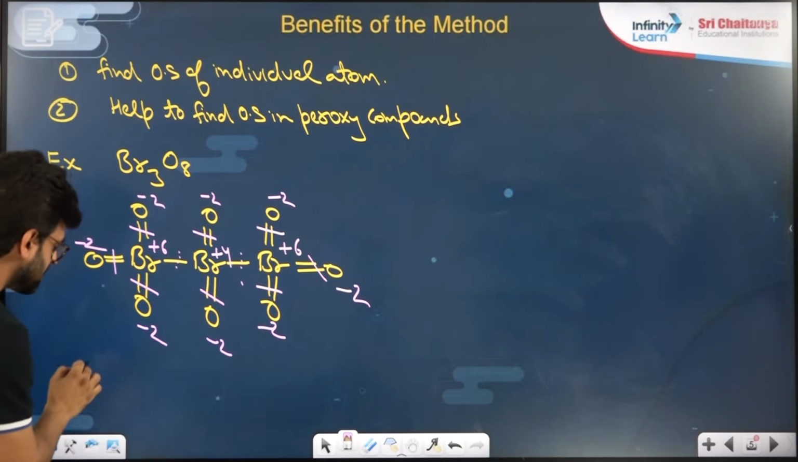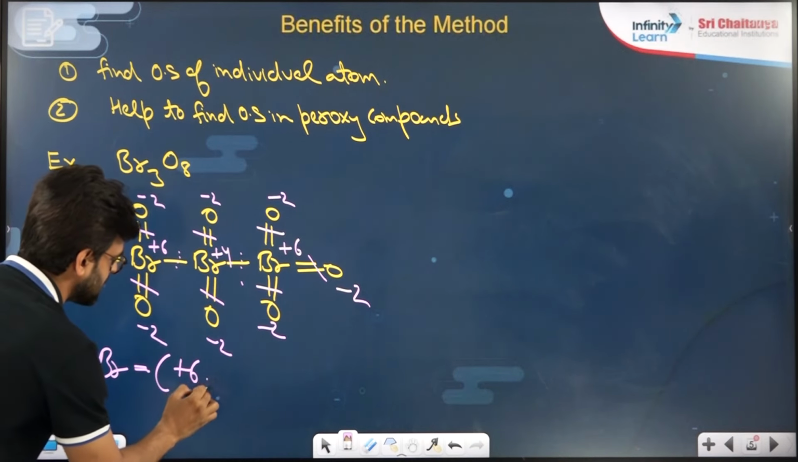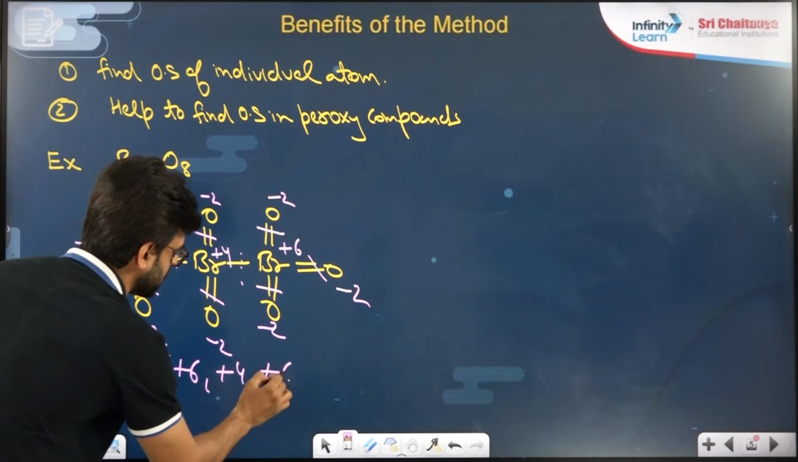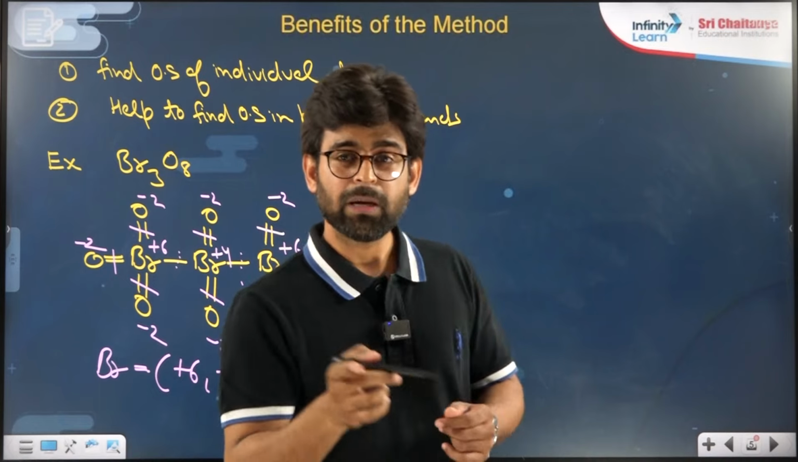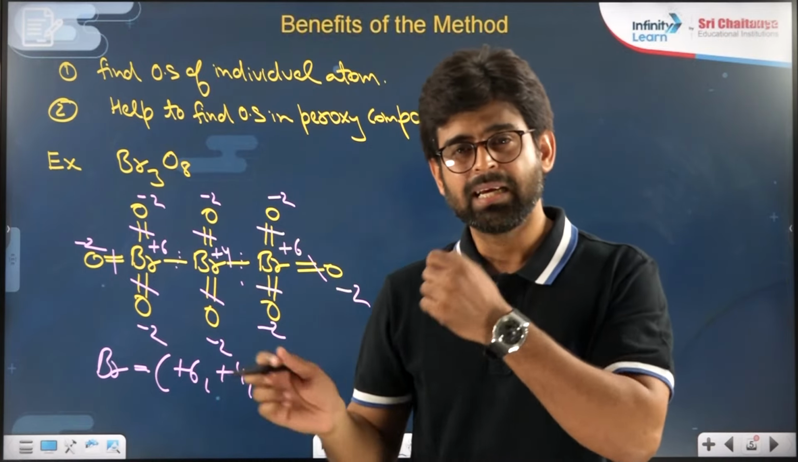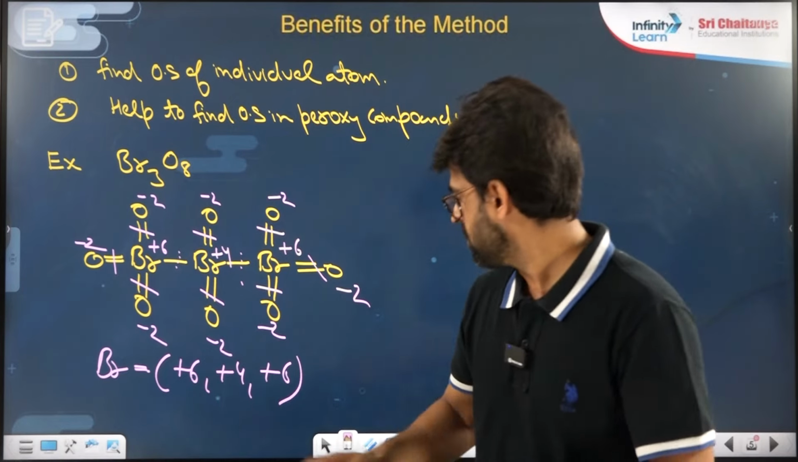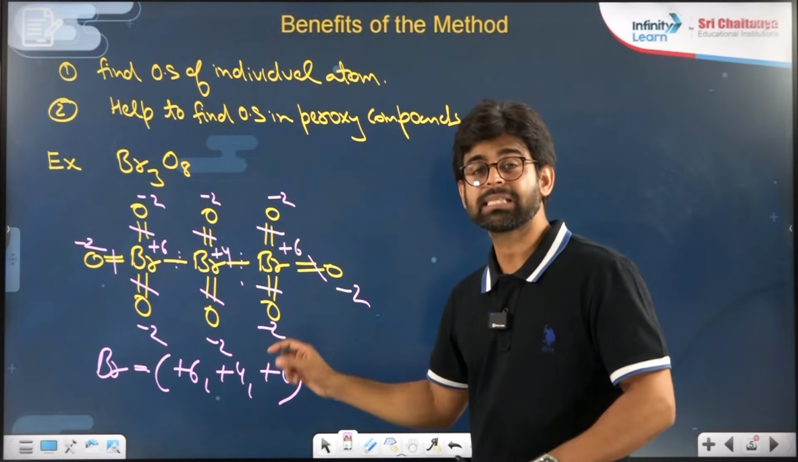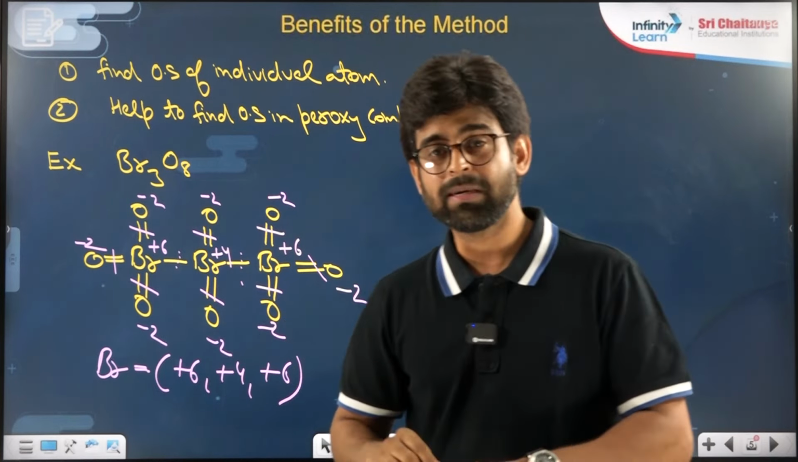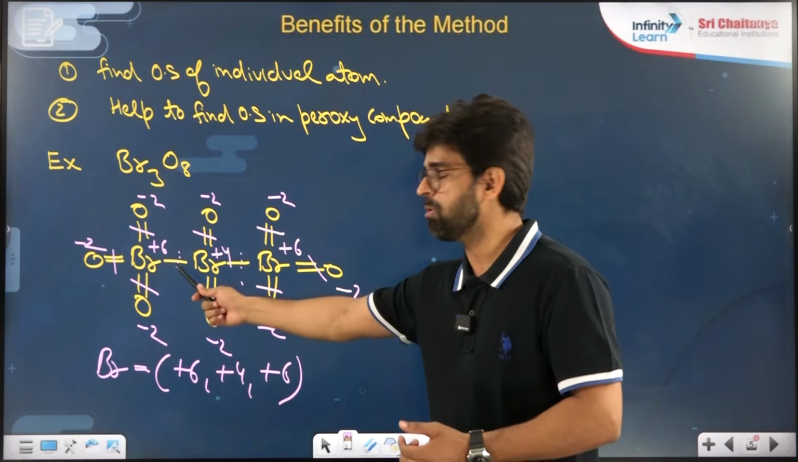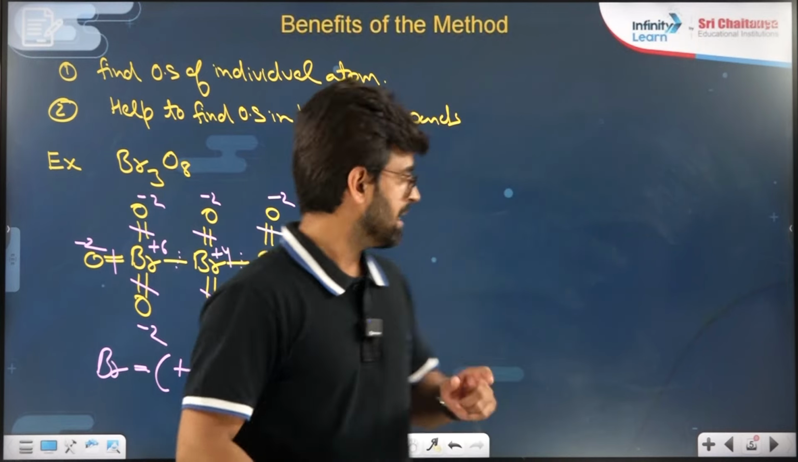So if you go for individual bromine, the first bromine got +6, the other bromine got +4, and the other bromine got +6. So +6, +4, +6. If you apply the formula, it will directly give the answer 16/3, which is the average. How? 6 + 4 + 6 is 16, and total 3 bromines, so 16/3. But if they ask for the individual atom, this bromine how much, this how much, this how much, then I need the structure. Clear?